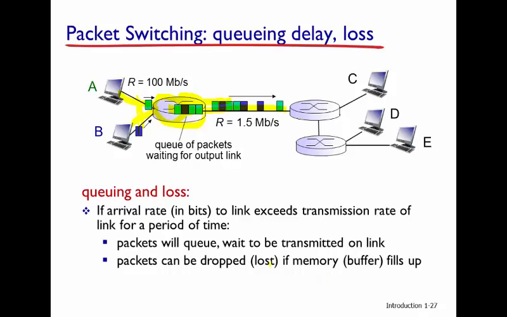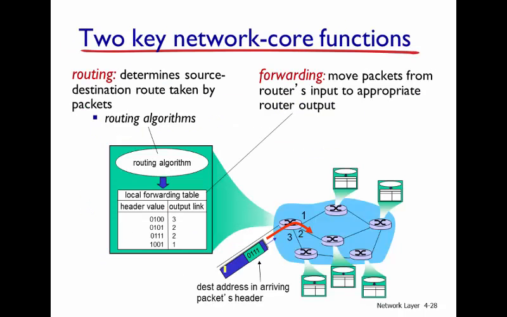So if it is dropped, then we need to fix it, right? The mechanism of fixing data errors is different depending upon wired and wireless. As I said, for wired, we need to detect and fix it. For wireless, we need to avoid it. Although we detect it, there's no way that we can fix it if it is wireless, because all the components are moving. Two key network core functions: routing and forwarding.